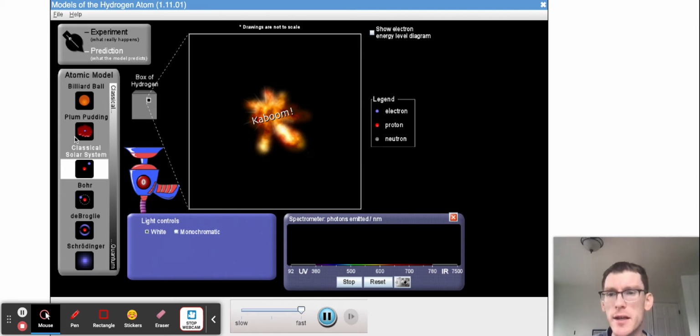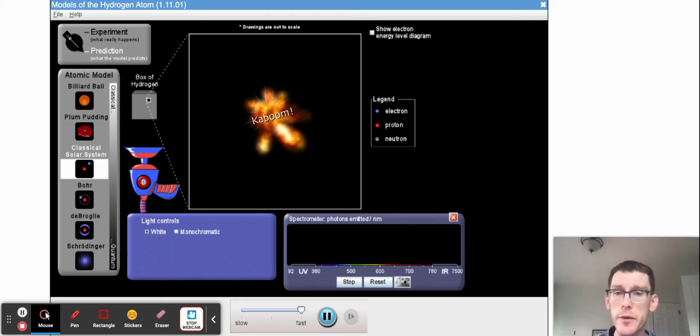J.J. Thomson created the plum pudding model when he discovered the electron. But in the case of the plum pudding model, the electron, negative, was in the middle of a sea of positive charge, that being not a nucleus. It's in the sea of positive charge. And so they weren't separate from each other. And that makes a lot of sense because opposites attract. The electrons and the positive charge should be close together.